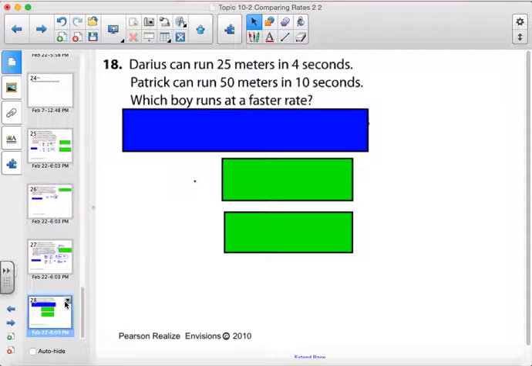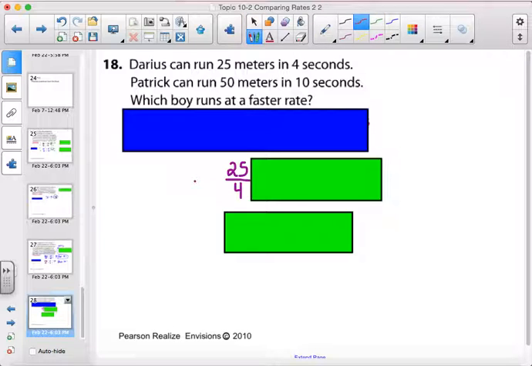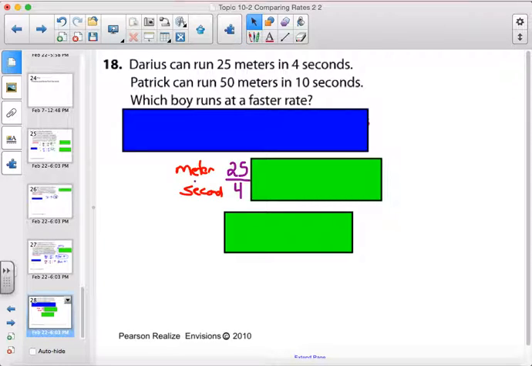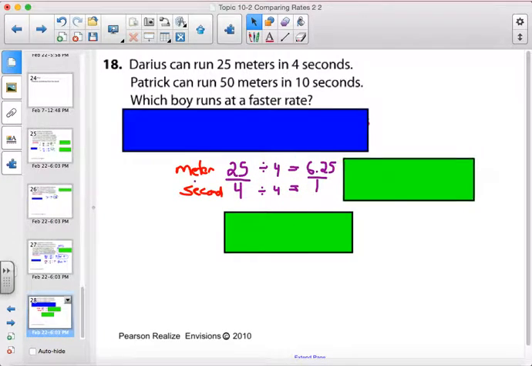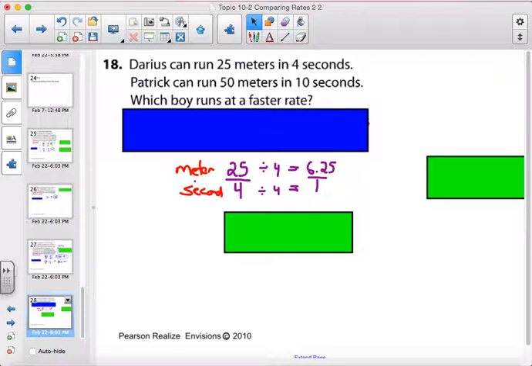Well, in this case, first we want to take a look at Darius and his rate. He runs 25 meters in 4 seconds. So this is meters, and this is seconds. And again, you are comparing distance to time. And if we want to get a unit rate, we're going to divide by 4. Divide both by 4, and you get a unit rate of 6 25/100 to 1.